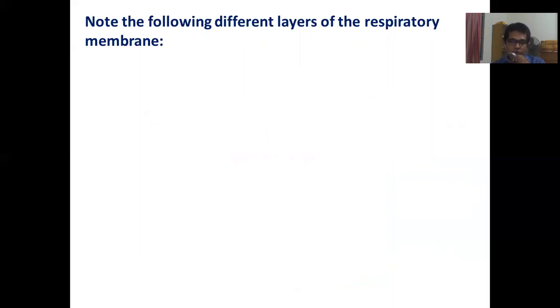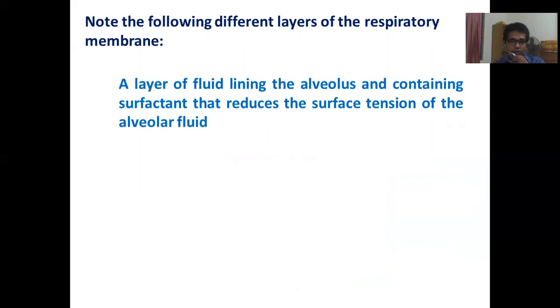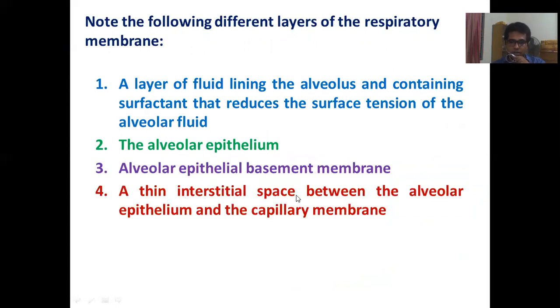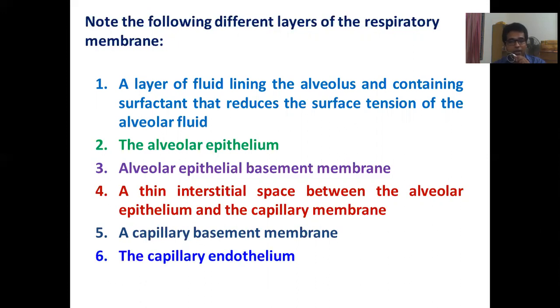Note the different layers of the respiratory membrane I have already shown you. The first layer is a layer of fluid lining the alveolus and containing surfactant, which reduces the surface tension of the alveolar fluid. The second layer is the alveolar epithelium. The third layer is the alveolar epithelial basement membrane. The fourth layer is a thin interstitial space between the alveolar epithelium and the capillary membrane. The fifth layer is the capillary basement membrane. And finally, the capillary endothelium.